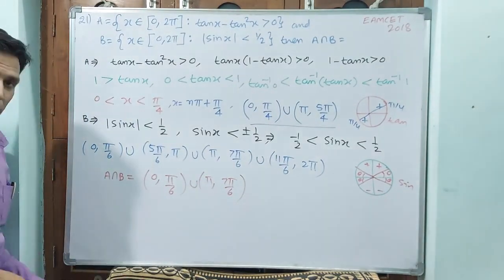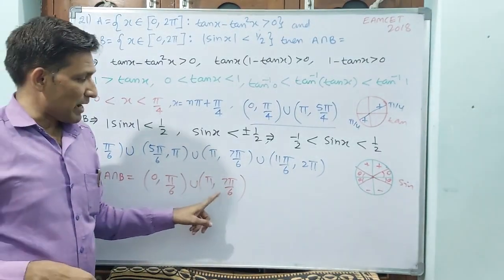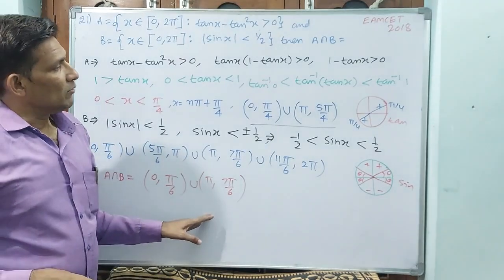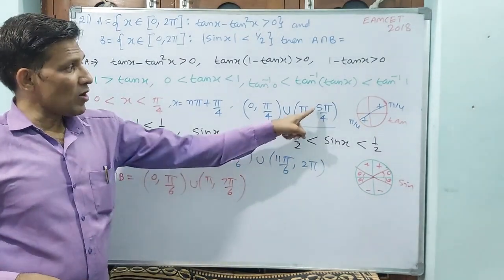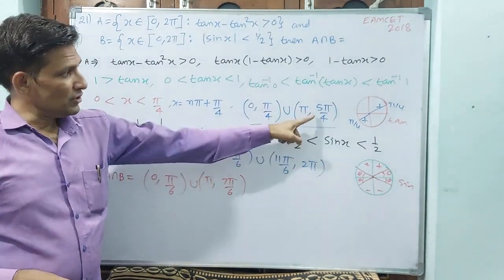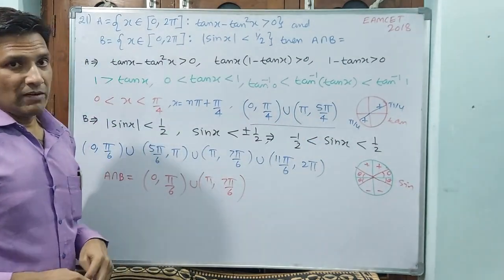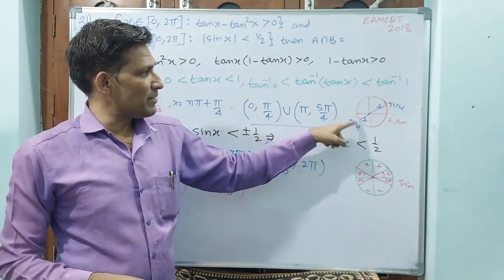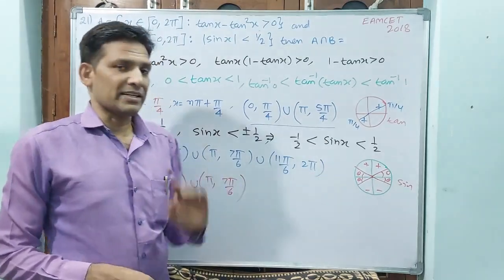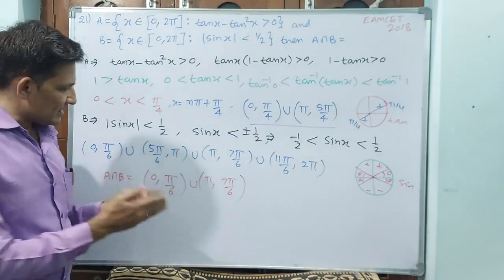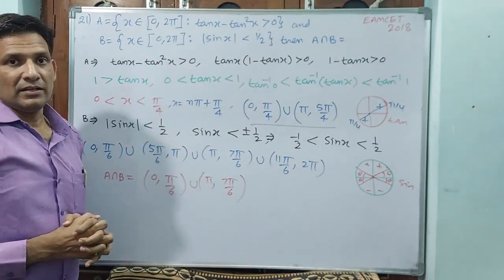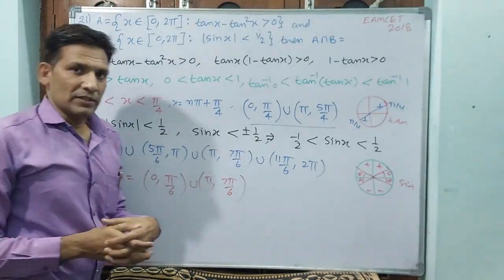A intersection B is 0 to pi by 6, union pi to 7 pi by 6. Okay. Why? Because it should not go up to 5 pi by 4. This is bigger. 45 degrees, 180 plus 45. This one. 180 plus 45. This is only 180 plus 30. 180 plus 30 is lesser. Lesser only you have to take whenever intersection is there. Okay. Let us go for the next question.